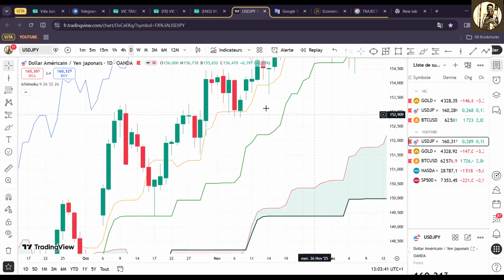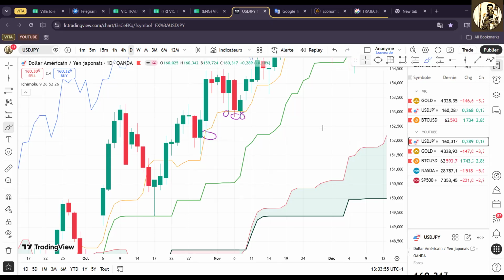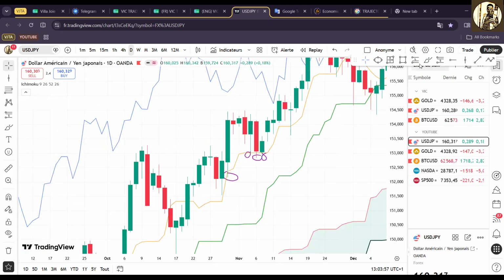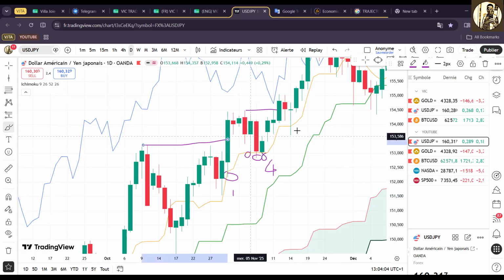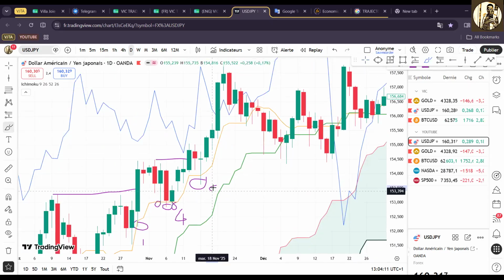Let us look at this uptrend. You have first Tenkan touched, second Tenkan touched, third Tenkan touched, fourth Tenkan touched. You see that the fourth Tenkan touch creates a V breaker. The first Tenkan touch created a V breaker too. The fifth Tenkan touch here created a V breaker. This is the fifth Tenkan touch that created a V breaker here.